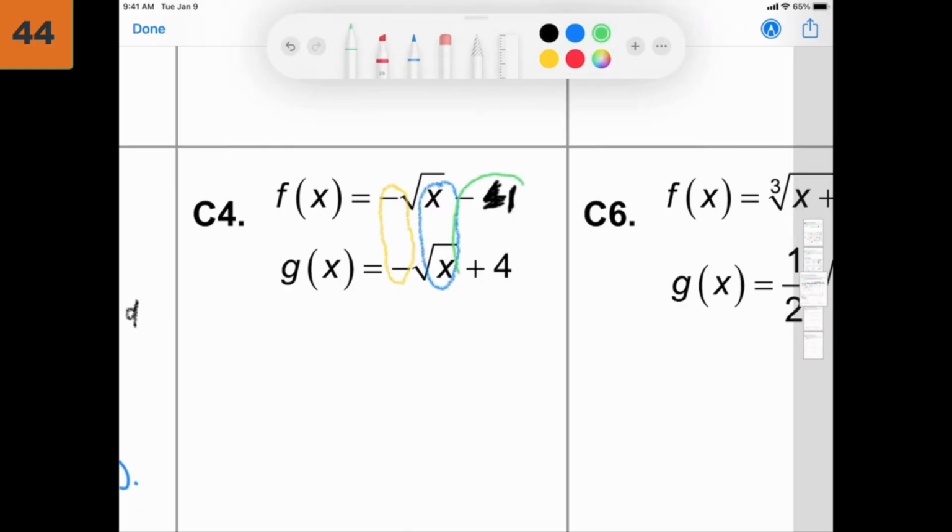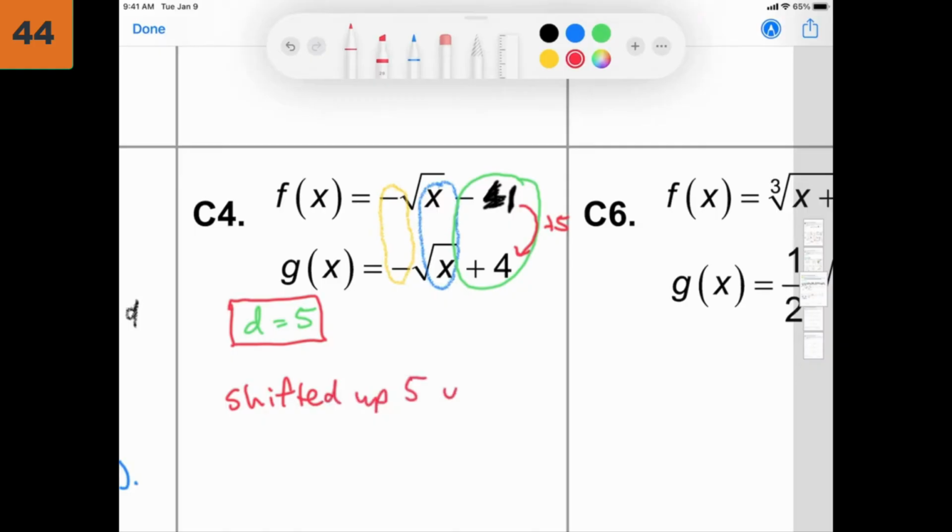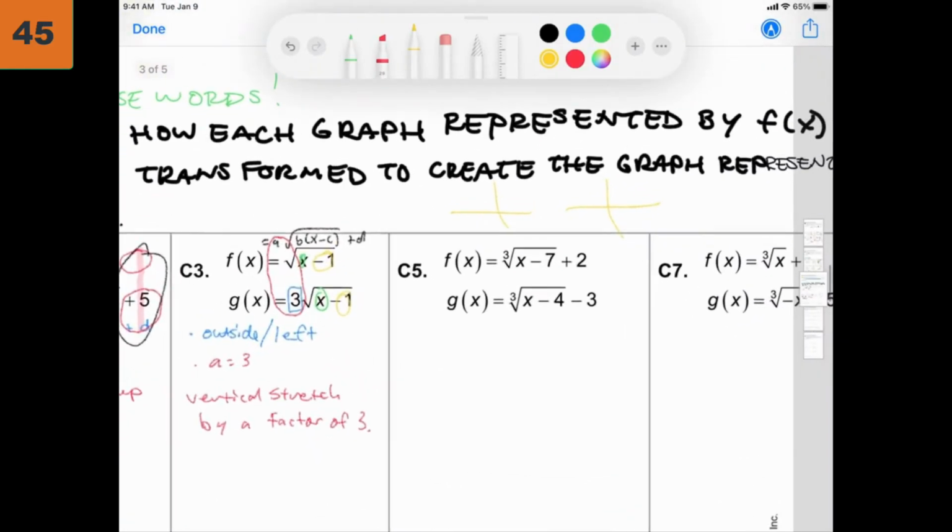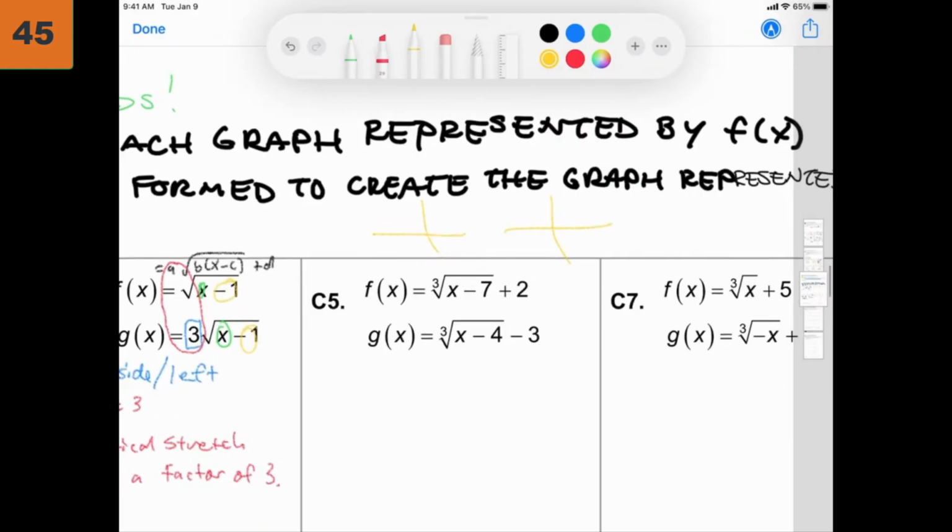Okay, so what's the difference here in green is your D value. Okay, so pay attention now. I'm going to say your D value is 5. Where did I get 5 from? Well, to go from -1 to a +4, you're going to have to add 5. Why? -1 plus 5 equals 4. So, what is the D value? It's to the right of the square root. It's on the outside. D value is going up or down. This is positive, so it's going to be shifted up 5 units.